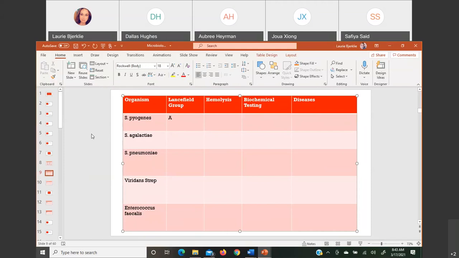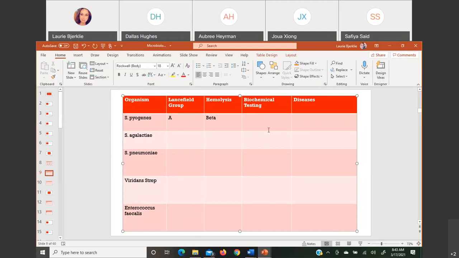Yeah, so we definitely call it group A. A lot of times in the lab, you'll say group A strep, meaning Strep pyogenes, or GAS for short, group A strep. What is its hemolysis? It is very much beta hemolytic.